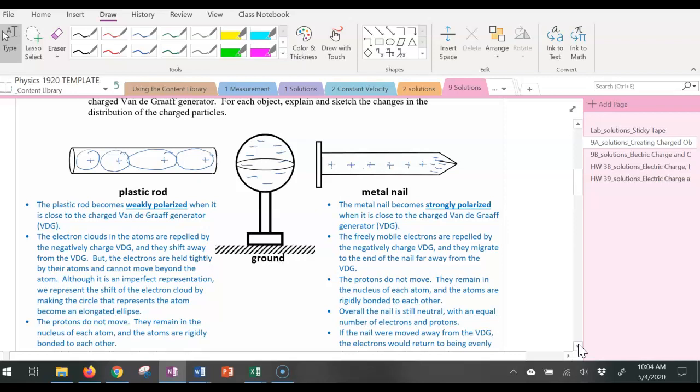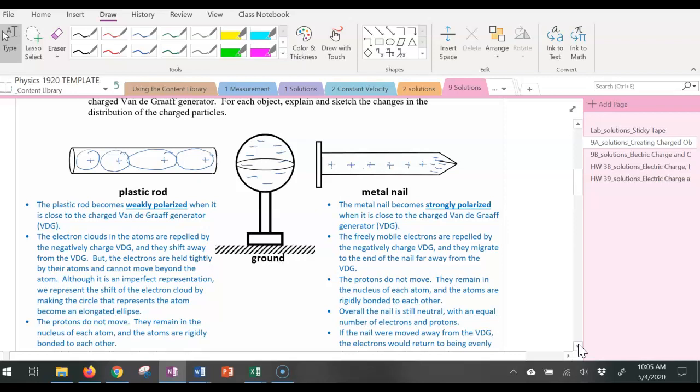It moves as far away from the Van de Graaff generator as it can, but it's still inside the atom, so that's not a very big distance. Now, our way of representing this is not a perfect representation, but it gets the idea across. We show what originally were round circles that represented our atoms. I'm now changing to ellipses to give that idea that the electron cloud has shifted.